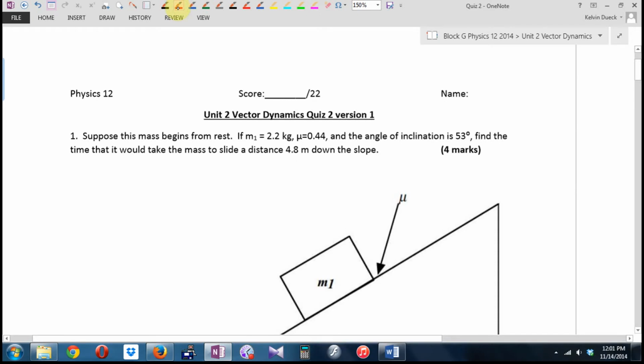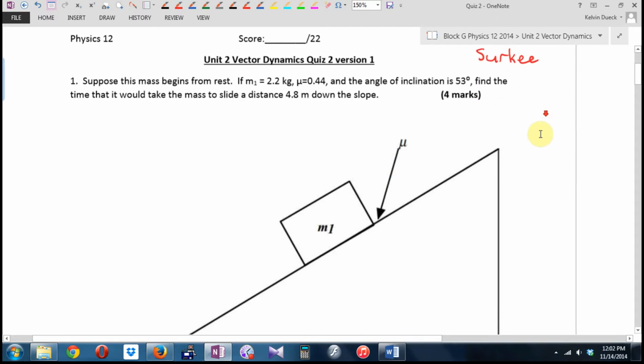Here we go. Quiz number 2, sorry. Good old Anne. Suppose this mass begins from rest. I would probably underline the words "from rest." It wants me to find time.